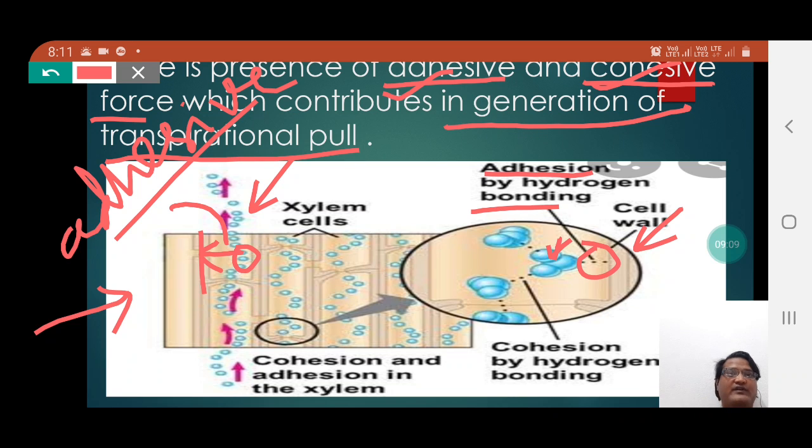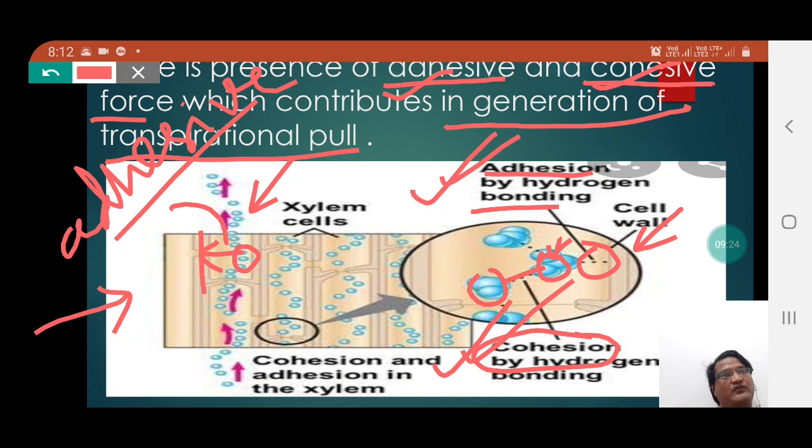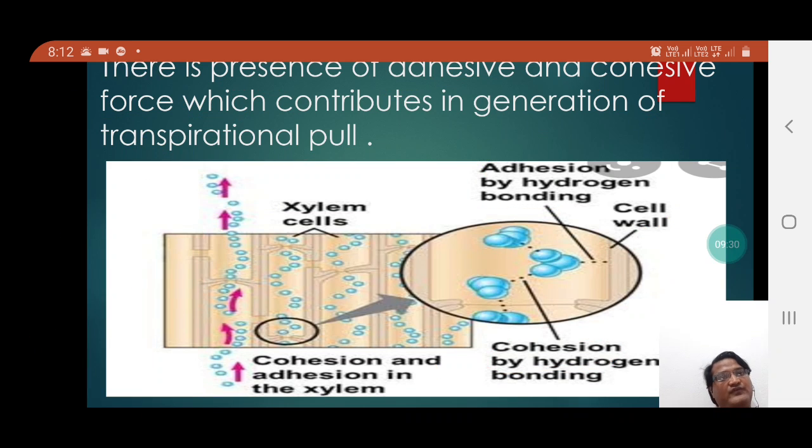The other bond is the cohesive bond. So cohesive bond actually is the bond between the two water molecules. So students, both the bonds are required, the adhesive bond and the cohesive bond, to form the water column within the vessels, which can produce the transpirational pull.